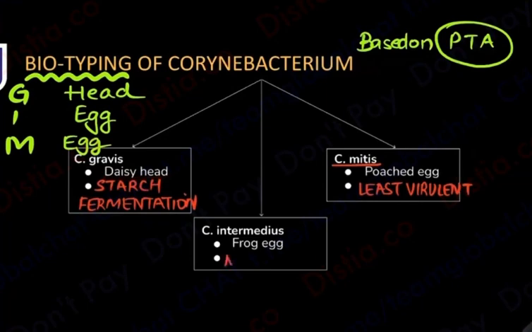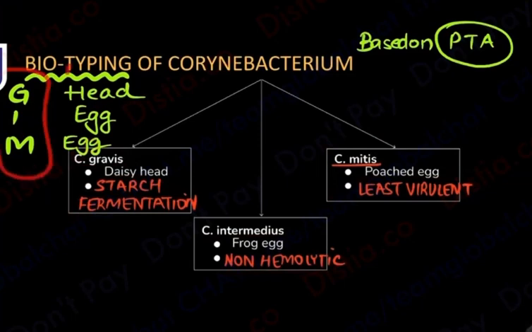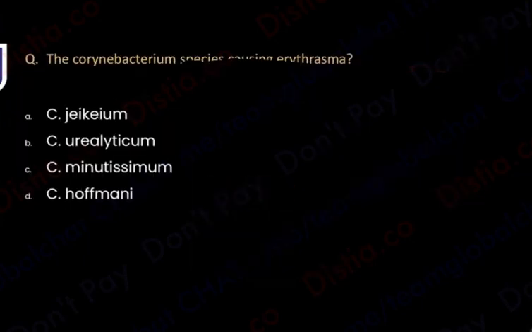Now the only property left, they will ask you which of these is the only one which is non-hemolytic. So non-hemolytic is going to be intermedius. So one property of each. They ask you least virulent, minimal virulence: mitis. Starch fermentation is by gravis. And intermedius is the one that is left, that is non-hemolytic. So remember, a person who goes to the gym, in his head egg is going to be there. That is the biotyping based on growth on potassium tellurite agar. Are you ready for some questions?